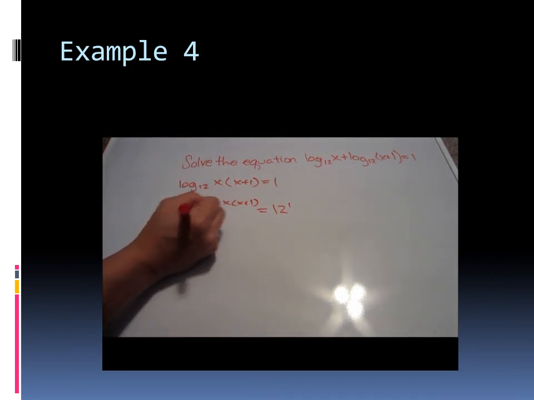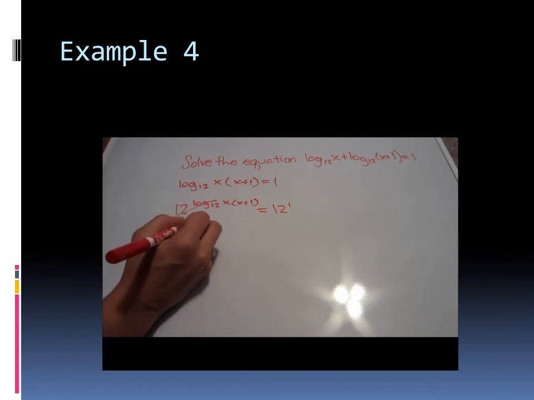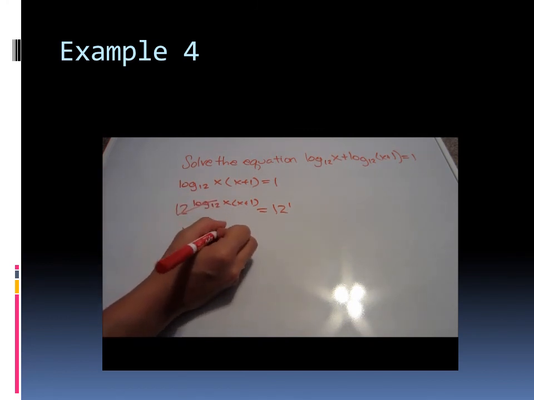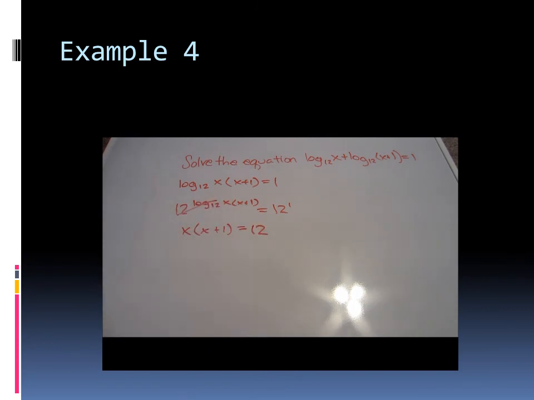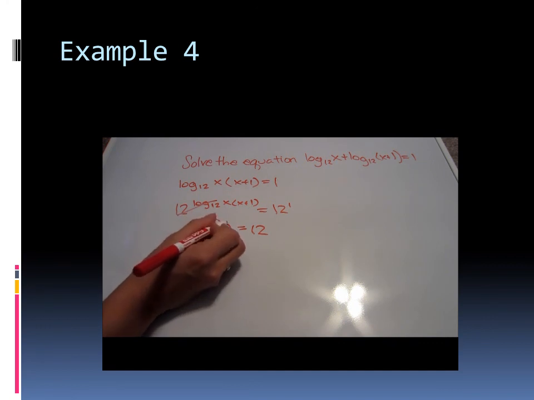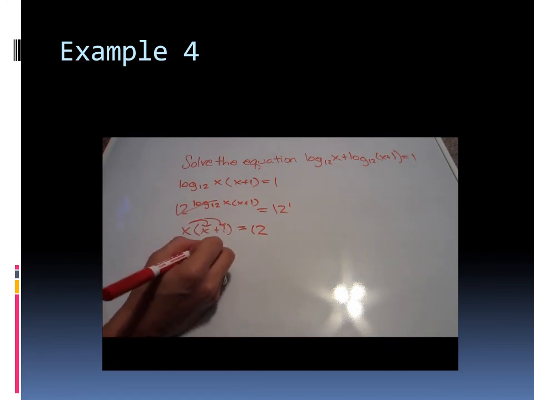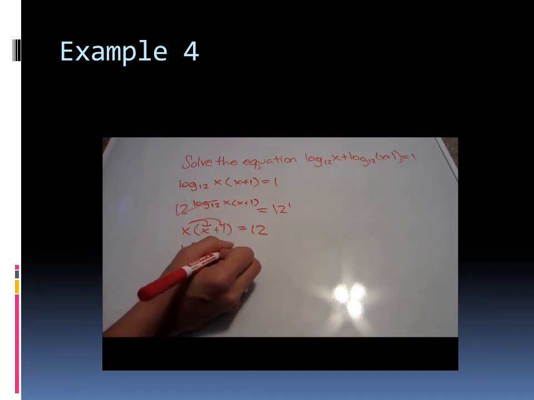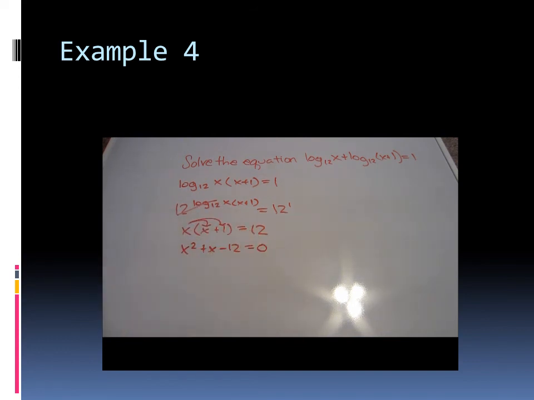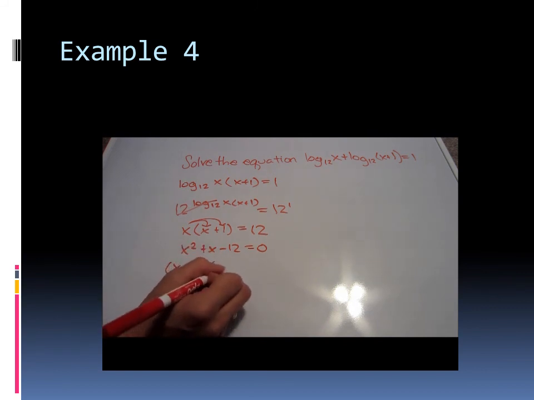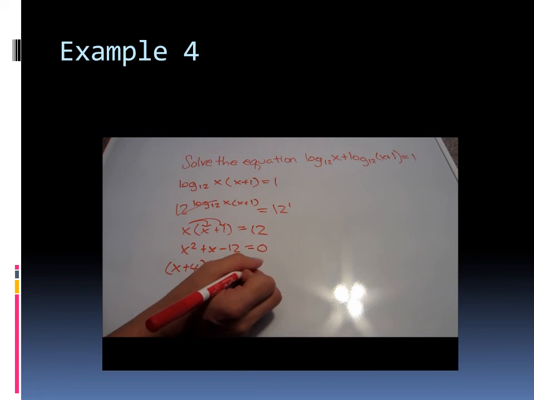Again, our 12 to the log base 12 cancels, and we get x times x plus 1 equals 12 to the first, which is just 12. Now we need to distribute our x. So on this side we get x squared plus x minus 12, putting the 12 on this side, is equal to 0. Now we need to factor, so we need numbers that multiply to negative 12 and add to positive 1. So we'll get x plus 4 and x minus 3 equal to 0.